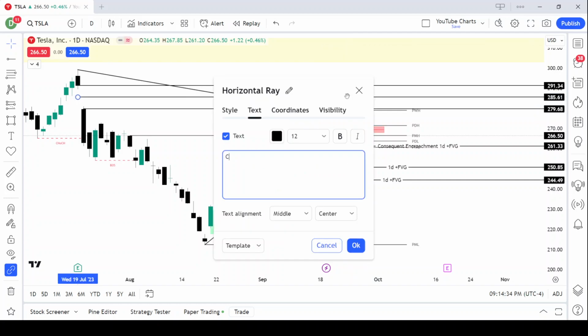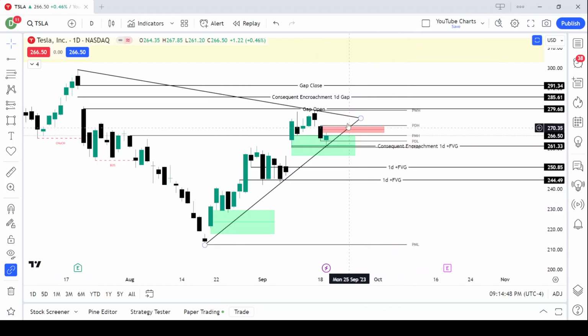Okay, we're going to call this consequent encroachment of 1-day gap. Okay, so now I know that we got gap open, gap closed, consequent encroachment, right?